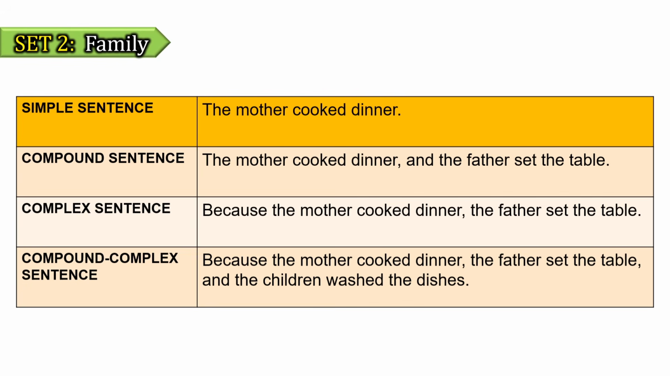Set 2. Family. Simple sentence. The mother cooked dinner. Compound sentence. The mother cooked dinner and the father set the table. Complex sentence. Because the mother cooked dinner, the father set the table. Compound complex sentence. Because the mother cooked dinner, the father set the table, and the children washed the dishes.